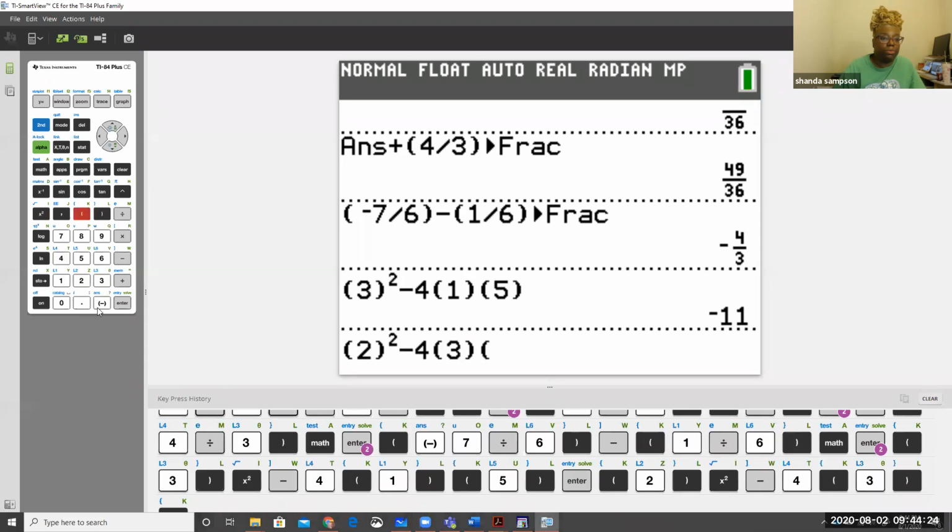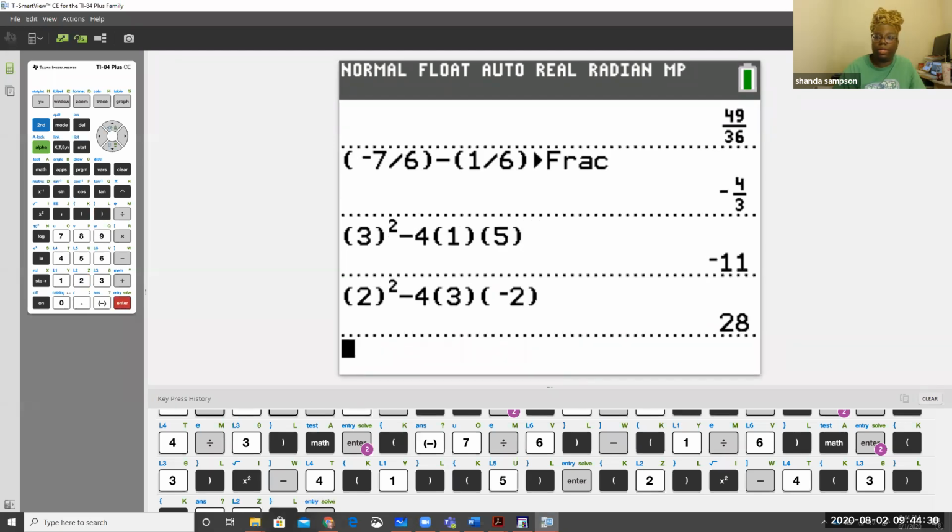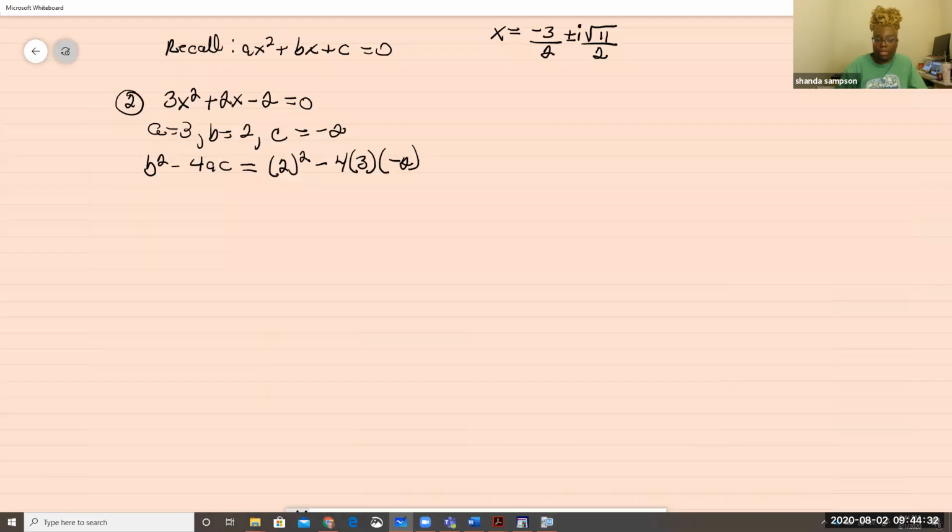Times negative 2. All right, here we got 28. Good to go. So our discriminant is equal to 28. What does that mean? If you're asked what it means, if you're given something greater than 0, that means you're going to have 2 real numbers. All right. So let's keep going because we weren't asked that.